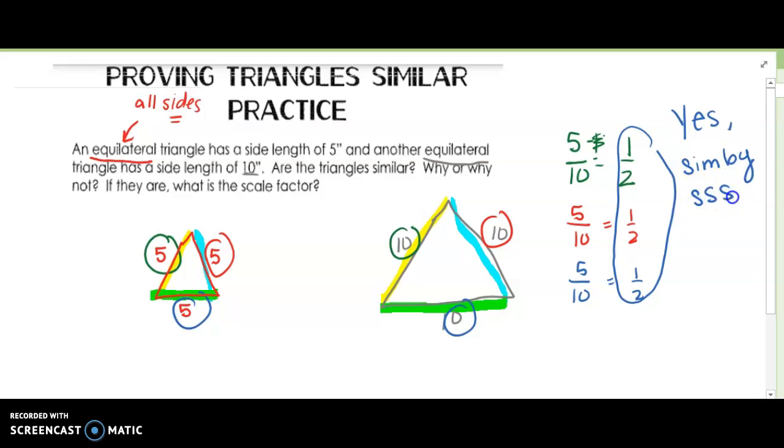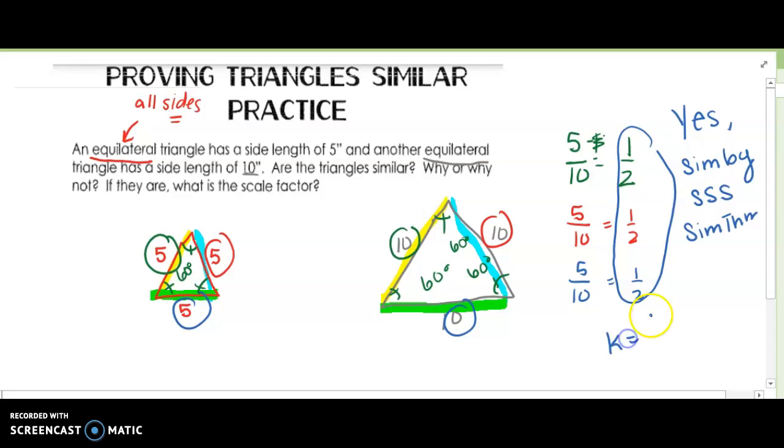by the side-side-side similarity theorem. Now another thing you could have done, if you remember back from chapter 4, I believe, is that if a triangle is equilateral, it's also equiangular. So all these are 60 degrees. Same thing over here. You could have also said these triangles are similar by the angle-angle similarity theorem. So yes, these are similar by a scale factor of 1/2. Or if you flipped that and put 2 over 1, that would be okay too.